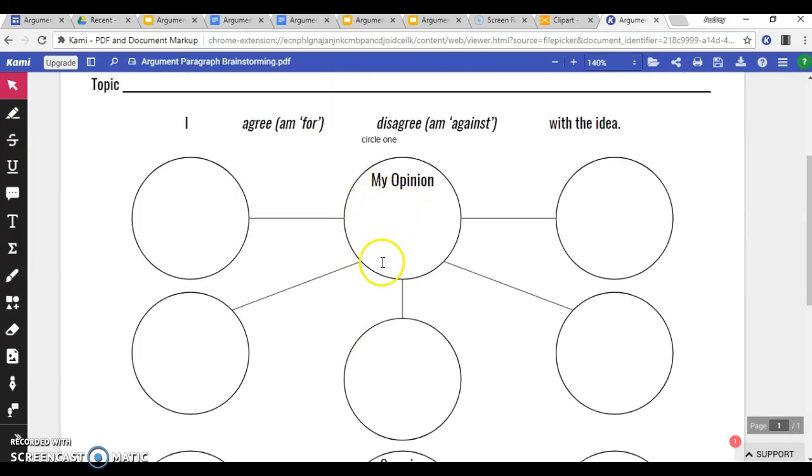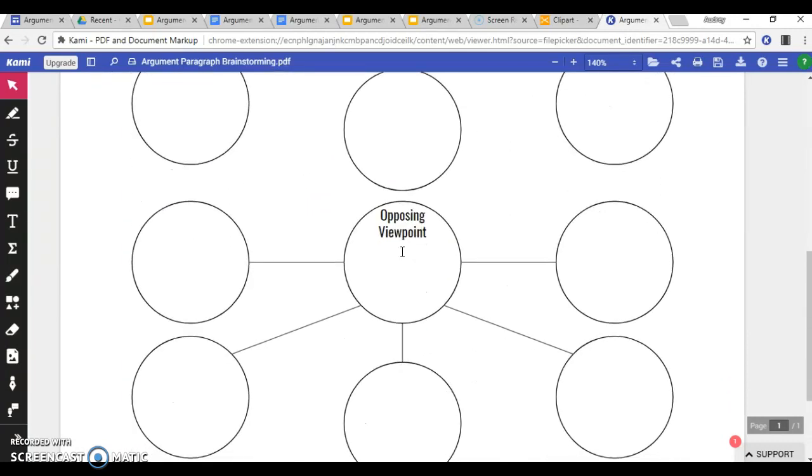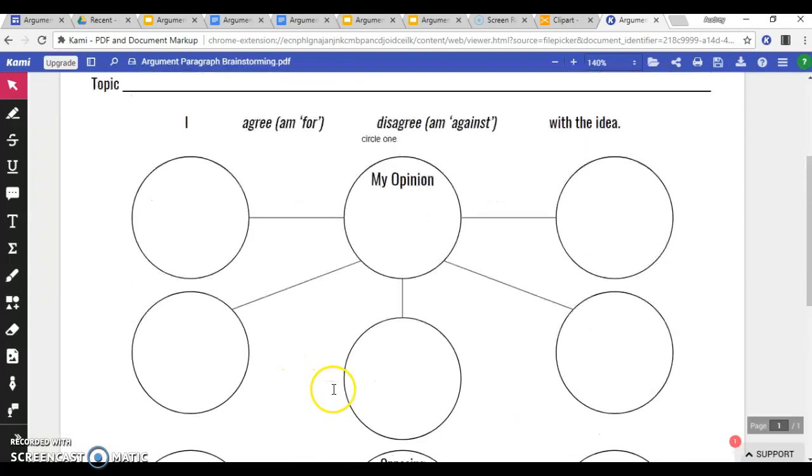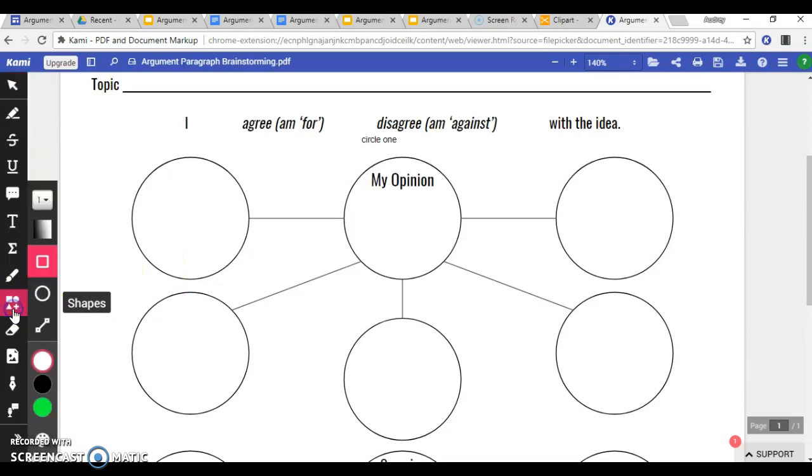So now that you have your opinion written here, you're going to come up with 5 reasons, details, or examples that support your opinion. And below that, under opposing viewpoint, you're going to find 5 reasons, details, or examples that support this opposing viewpoint. Once you've done that, you will keep the 2 strongest ideas under my opinion and then draw an X through the rest of them.